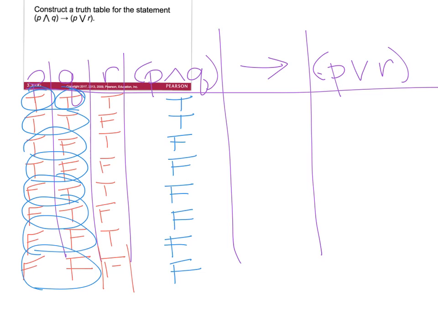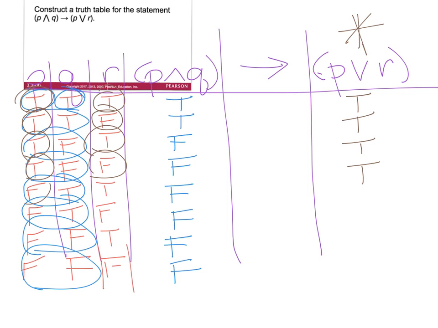Then we need to figure out the right-hand side. And the right-hand side, you have to do P or R. So remember, in an or situation, you just need one of them to be true. So in this case, we're going to get true, true, true, true, true, false, true, false.